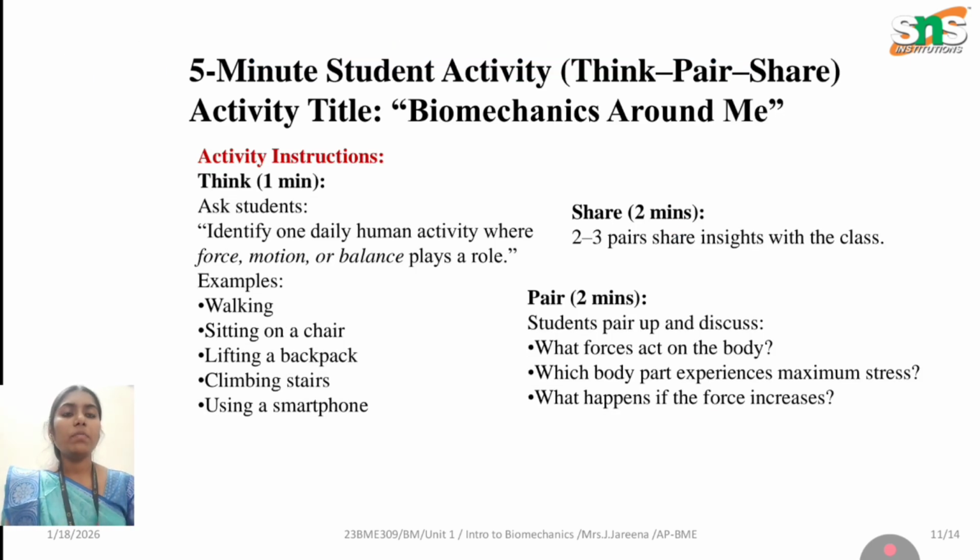So this is the 5 minute student activity that we do in the class. The title is "Where is biomechanics around us?" The students have to find out what daily activities show the involvement of biomechanics, right from walking, sitting on a chair, or lifting their bag, and so on. They form teams of two members, and are given 2 to 3 minutes for preparation.